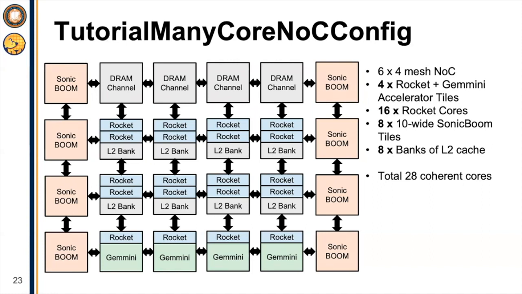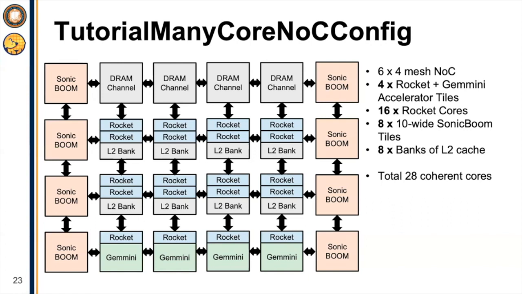The BOOM cores on the left and right edge are 10-wide SonicBOOM cores. We have 8 banks of L2, each of which shares a network on chip node with 2 Rocket cores. And of course, we also have our 4 Rocket and Gemini cores along the bottom as well. This is a much more aggressive design than the one you just built, and it will take much longer to build the RTL for.